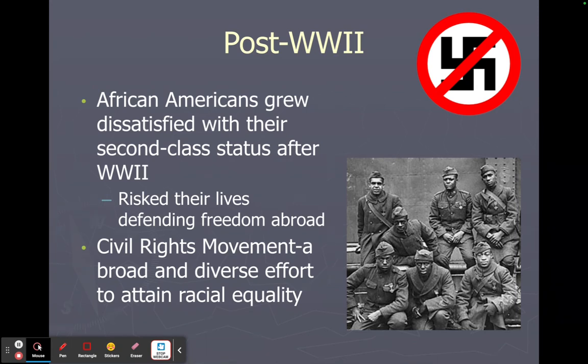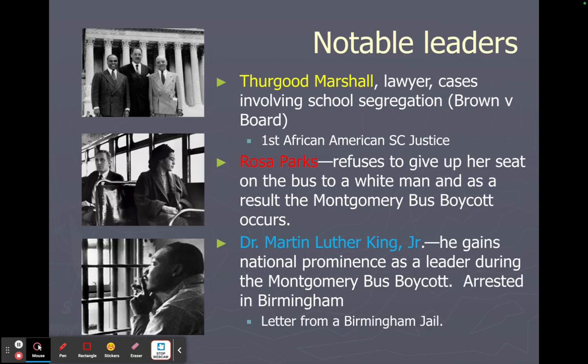So the civil rights movement was broad and diverse, and it hoped to attain racial equality. So as I said, some of the notable leaders, you had Thurgood Marshall. He's the one that takes the fight to the courts. I'm sure you've probably heard of Rosa Parks. Rosa Parks was a woman who refused to give up her seat on the bus to a white man.